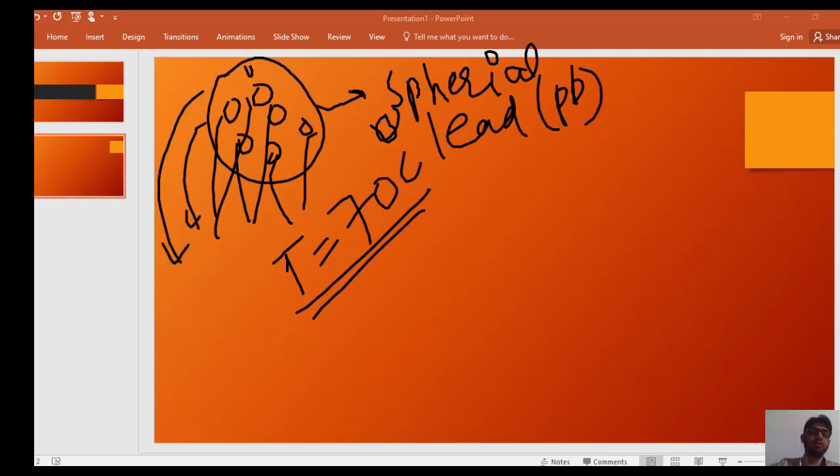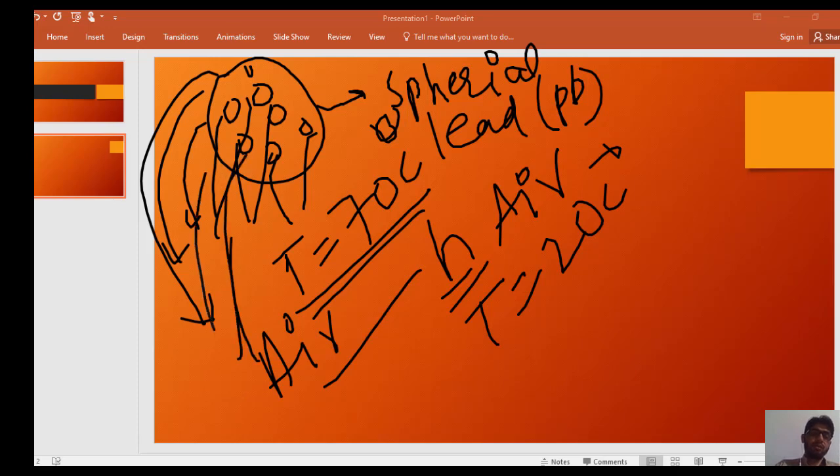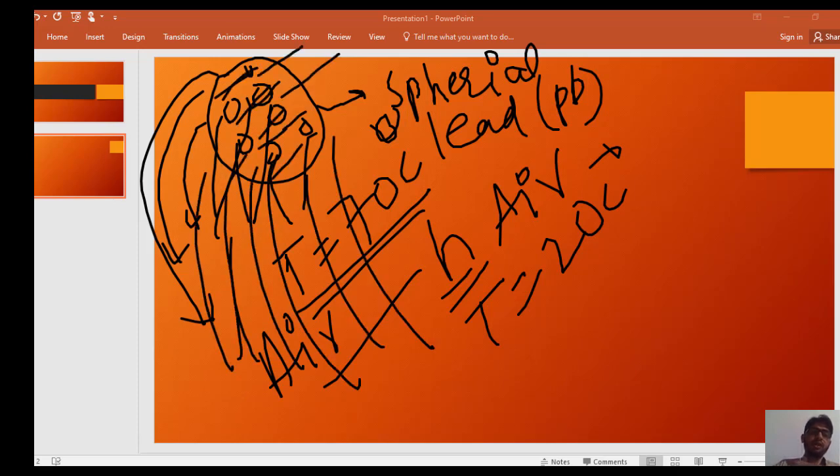The heat is transferring from the lead material to the surrounding air. Suppose this is the surrounding air, with this heat transfer coefficient. The air is at 20 degrees C. The heat will transfer from the material. Remember, the temperature at every point in the material will be the same, and this is the special case of the lumped system. We assume that the temperature at every point in the material is the same in lumped system analysis.